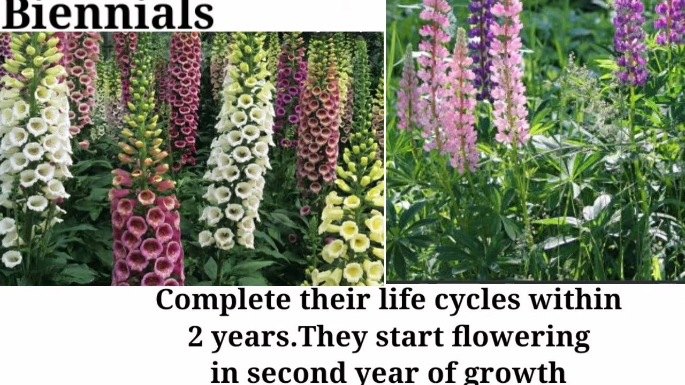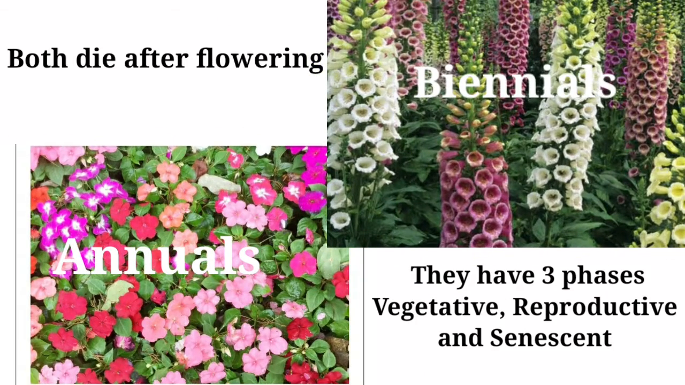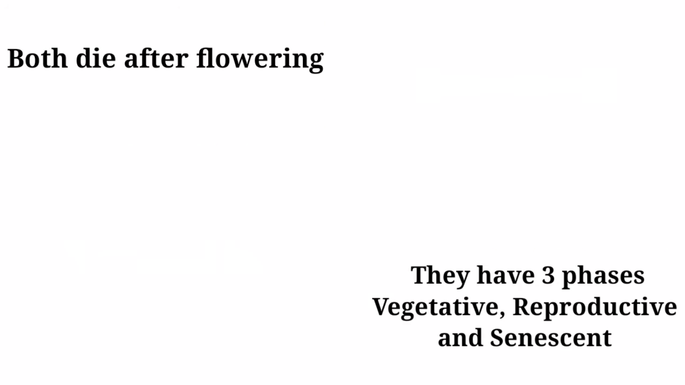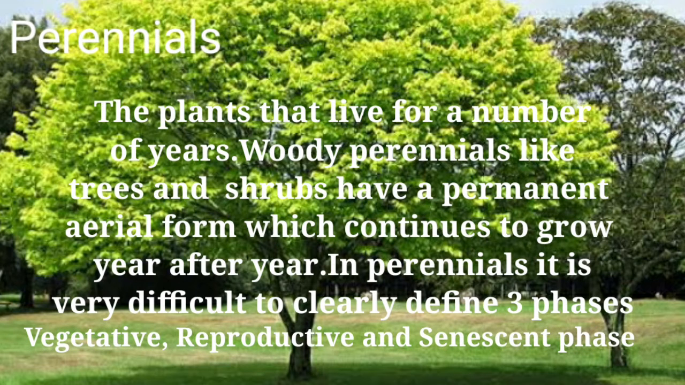Biennials complete their life cycles within 2 years. They start flowering in the second year of growth. Both annuals and biennials die after flowering and they have three clear-cut phases as vegetative, reproductive and senescent phases. Whereas perennials are the plants that live for a number of years. Woody perennial trees and shrubs have a permanent aerial form which continues to grow year after year. In perennials, it is very difficult to clearly define these three phases, that is vegetative, reproductive and senescent phase.